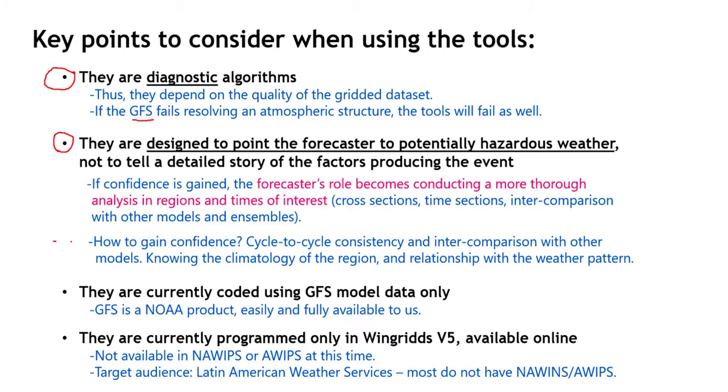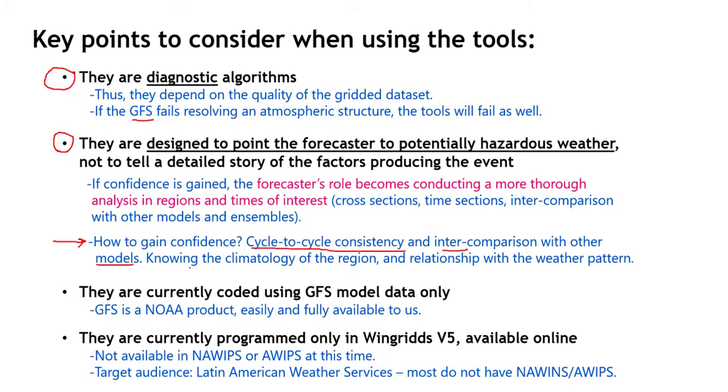So how to gain confidence in the tools? A way to gain confidence is by cycle to cycle consistency. If you see that an algorithm is producing an output very consistently in continuous updates of the model runs, that will give you more confidence that it might materialize and you need to look into that. Then something else is that intercomparison with other models is also very important. At this point, we only have this coded in the GFS, but it's good to look into other models because as good as a model can be, the model can be really wrong.